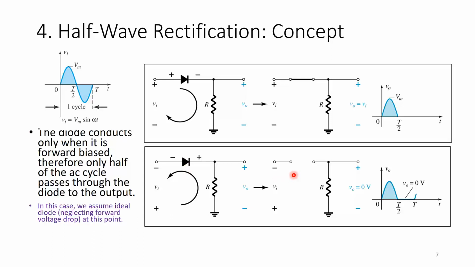So in this case, for our first example here, we assume an ideal diode, neglecting the forward voltage drop at this point. So when it is going through a positive cycle, it becomes a short circuit. The signal is maintained, but when the diode is reverse biased, it becomes an open circuit, and you omit that part of the signal.